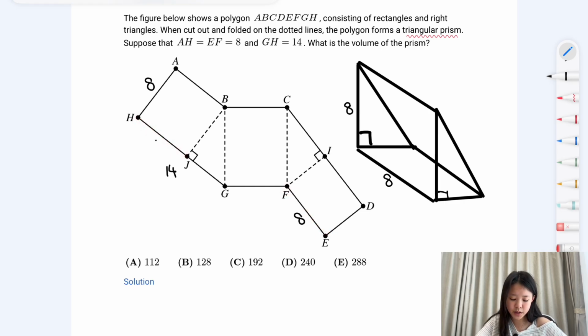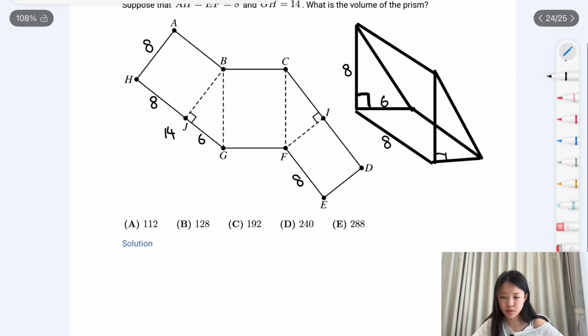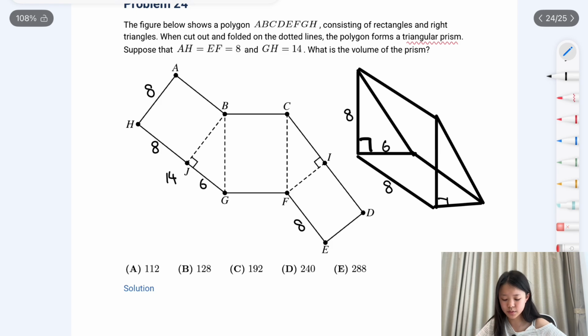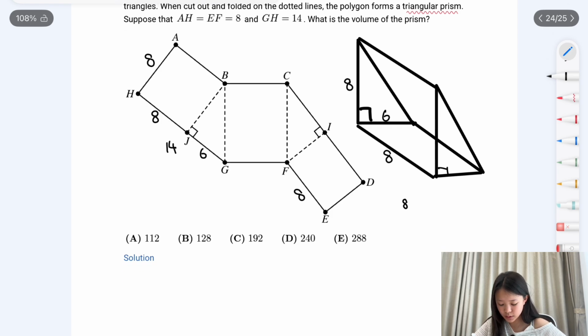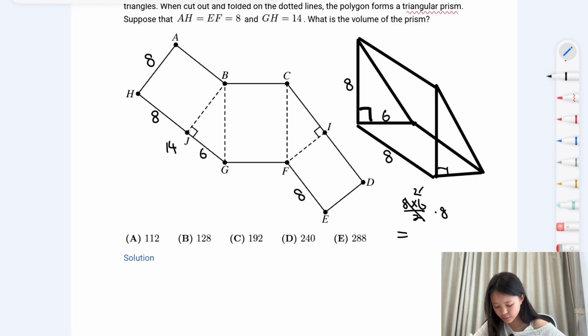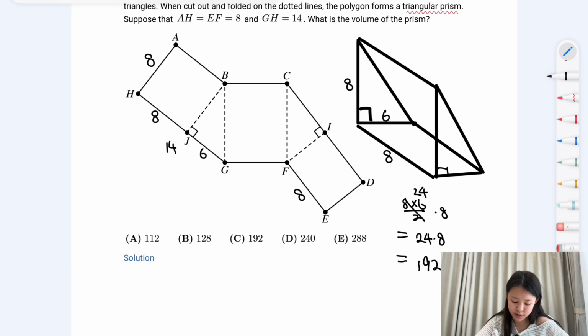So that means that HJ equals 8 and JG equals 6. So you have here the triangle sides, and you also have the depth of this triangular prism. So with these three sides, we can already calculate the volume of this prism equals 8 times 6 divided by 2 times 8. And this equals 24 times 8, which is 192. And so the final answer is C.